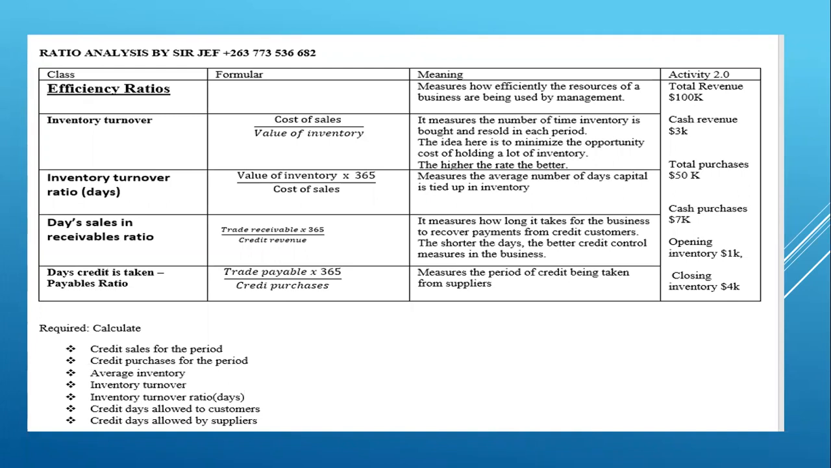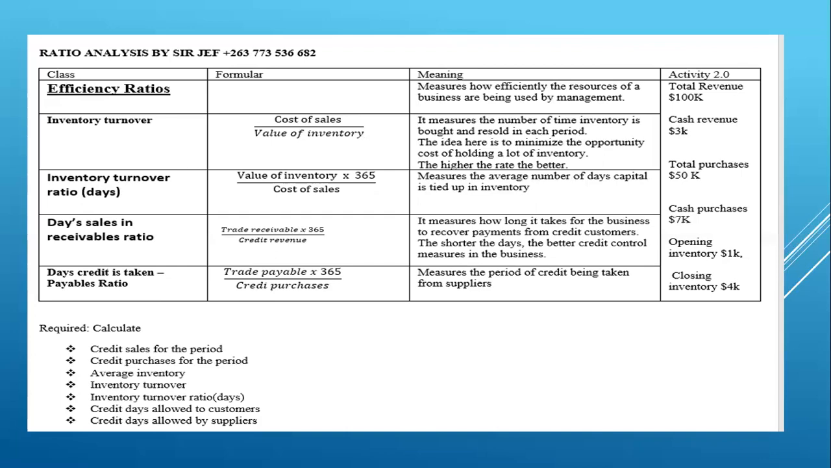We are continuing again with ratios. Today we are moving to efficiency ratios, right? When we are talking of efficiency ratios, we are referring to those ratios that measure the ability of the management to efficiently manage the resources. And when we are talking of efficiency, we are mainly referring to the ability of the management to use resources wisely without wasting the resources.